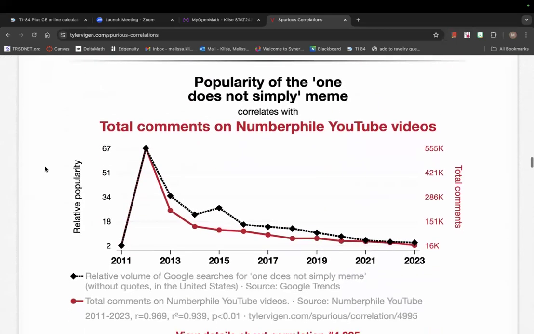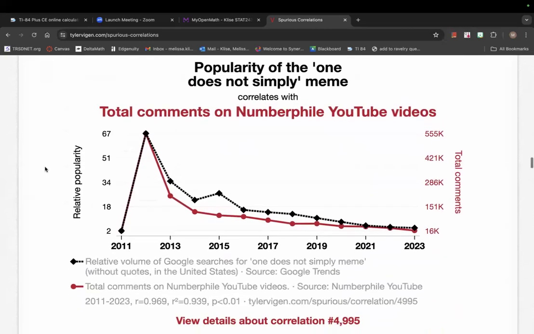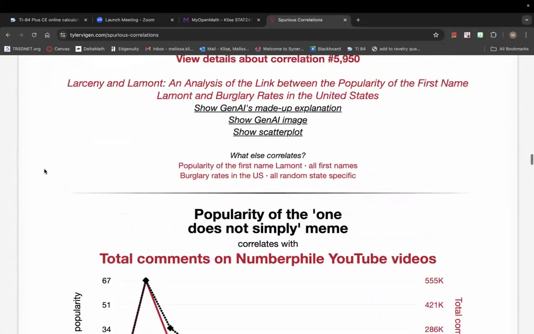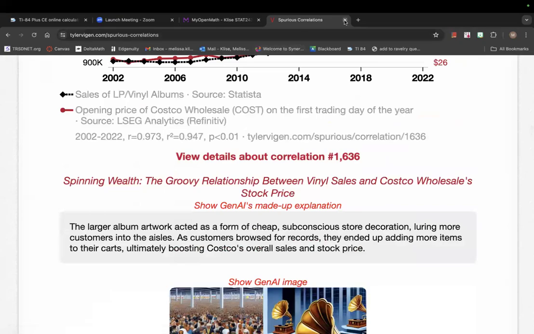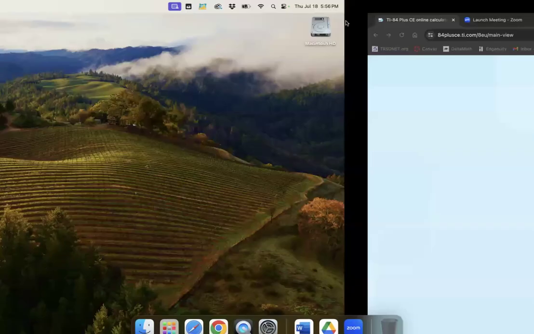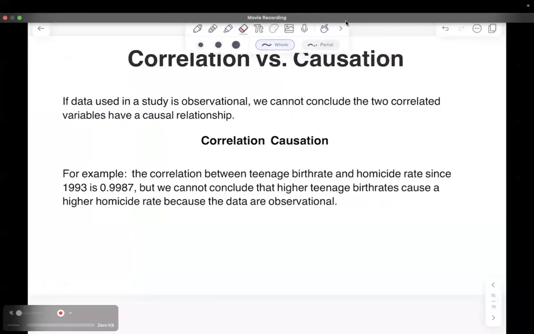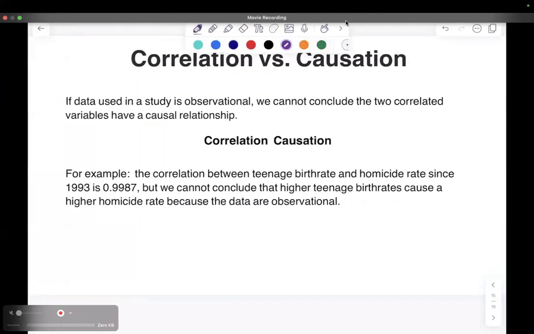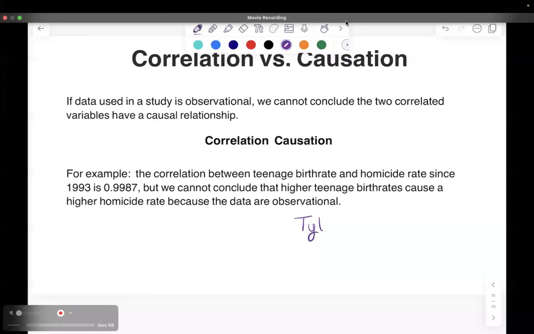It's so fun. It is called tylervigen.com. I'm going to write it down for you because if you want to just look at it for fun, I'll write it down. There's a spot where you can create your own. There you go. TylerVigen.com. It's spurious correlations, but it is loads of fun.